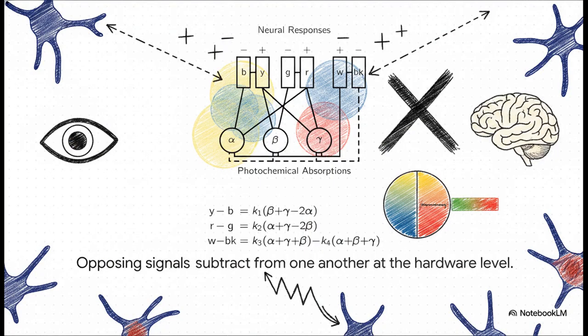The mechanics of this are brilliant. In these mathematical models, photochemical absorptions are actually wired to physically subtract signals from one another. So, if a nerve is firing heavily for yellow, it actively decreases the signal for blue. This hardwired math perfectly explains a really weird psychological quirk. It's exactly why we can easily imagine a yellowish green, but literally no one can picture a reddish-green hue. The signals mutually exclude each other right at the hardware level.